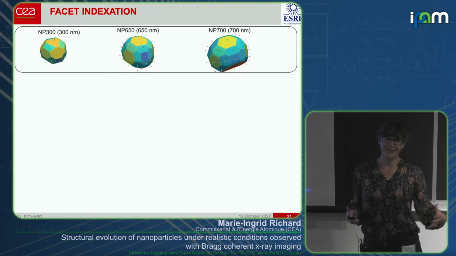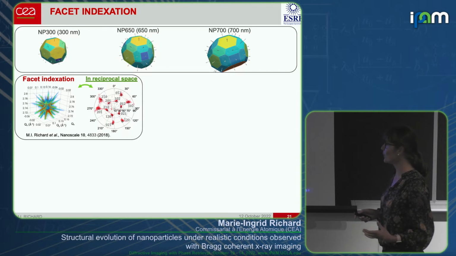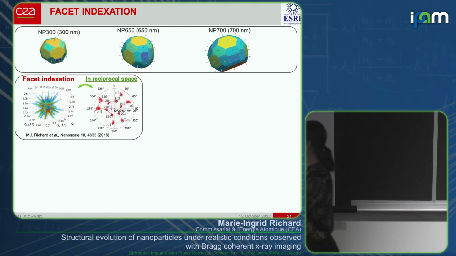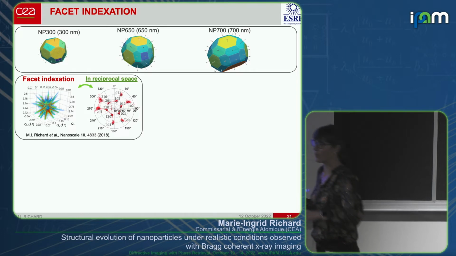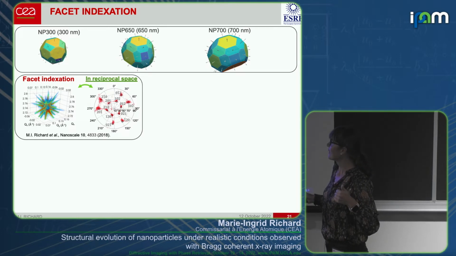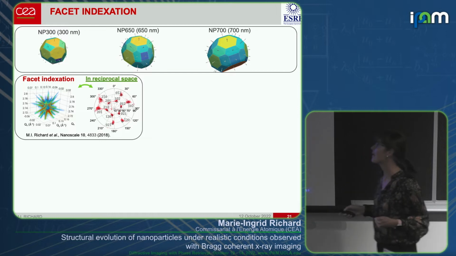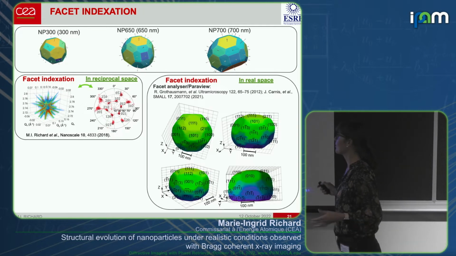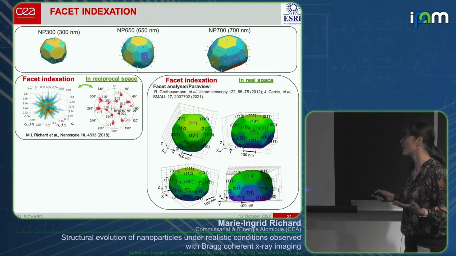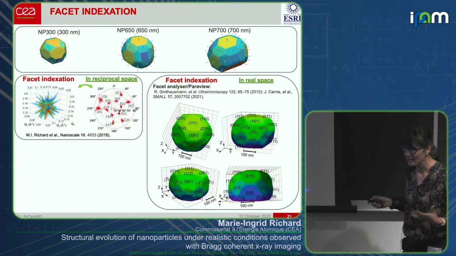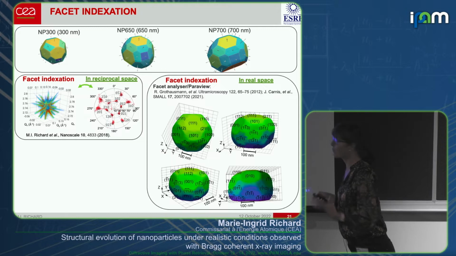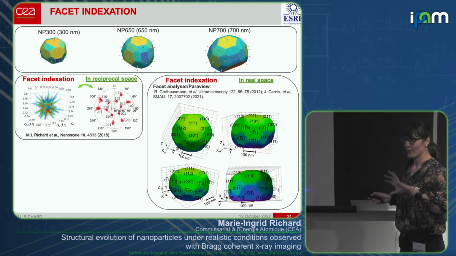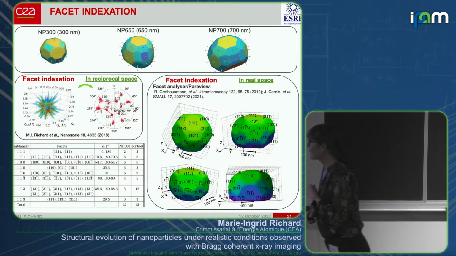So we need to index the different facets of a particle. We can do this in reciprocal space because a facet is a 2D plane, so its Fourier transform is a 1D streak. So we can look at all these streaks there. But as we have our object in real space, we can also do the facet indexation in real space. We use the facet analyzer plugin of PowerView to do it. So then we can index all the different facets of a particle.